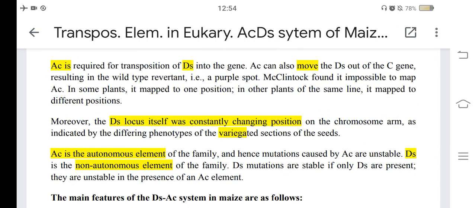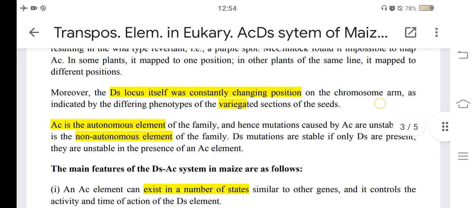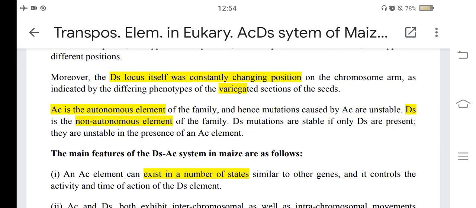McClintock found it impossible to map Ac. In some plants, it mapped to one position. In other plants of the same line, it mapped to different positions. Moreover, the Ac locus itself was constantly changing positions on the chromosome arm, as indicated by the different phenotypes of the variegated sections of the seeds. Ac is the autonomous element of the family, and hence mutations caused by Ac are unstable.